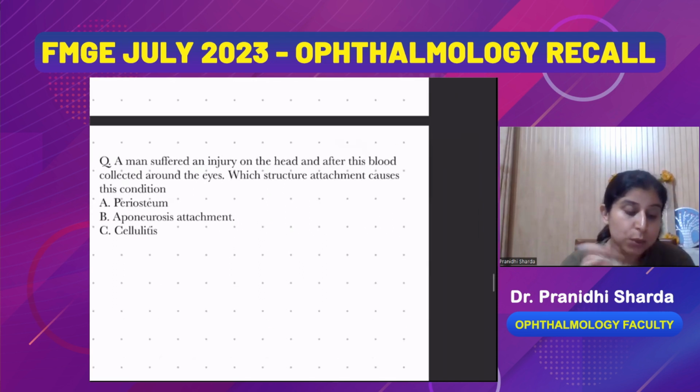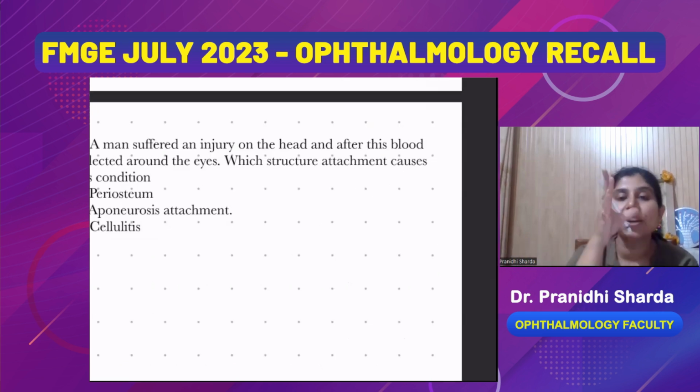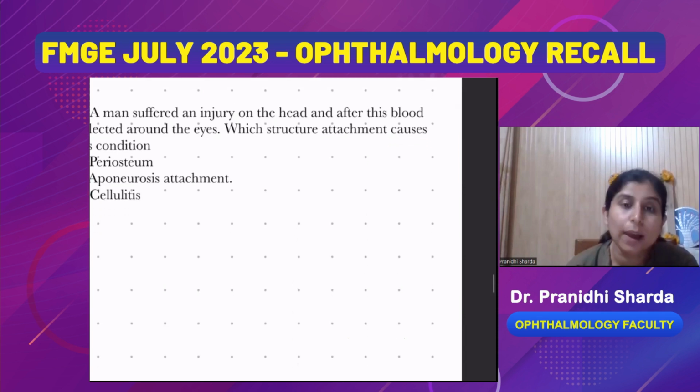A man suffered an injury on the head, and after this the blood collected around the eyes. Which structure attachment causes this condition? Again, these are not the exact statements of the question, but what I get from this question is they wanted to ask why, whenever periorbital edema and ecchymosis are happening, which layer of the eyelid is involved. That is how I understood this question, and I'm trying to solve it. So which structure attachment causes this? We'll come to this point.